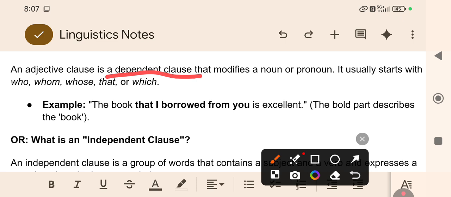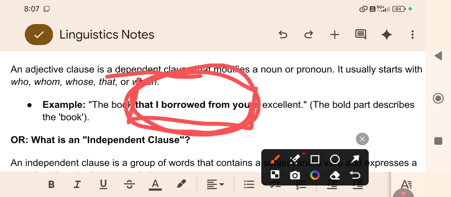They have given the example: the book that I borrowed from you is excellent. So this is an extra part which is added here in the sentence. The bold part describes the book, right? That group of words talks about the book, right? So that is called an adjective clause. Very good example. Even you can say that the girl who is standing outside is my daughter, is my friend, is my sister, right? So the girl who is standing outside, who is wearing a red frock, right?